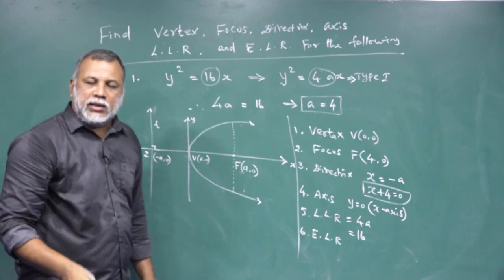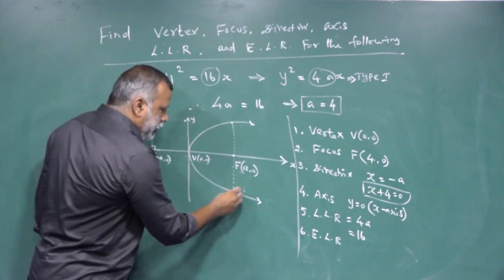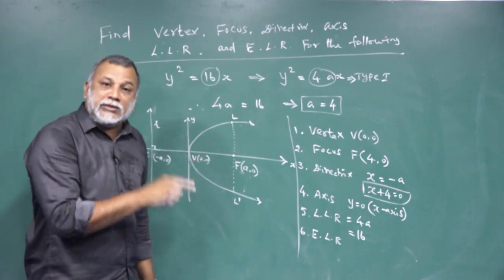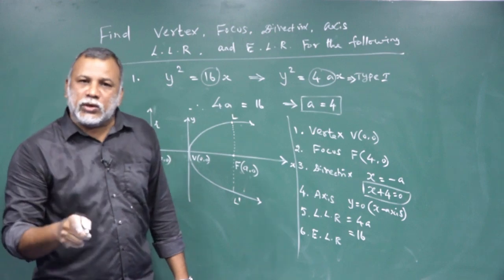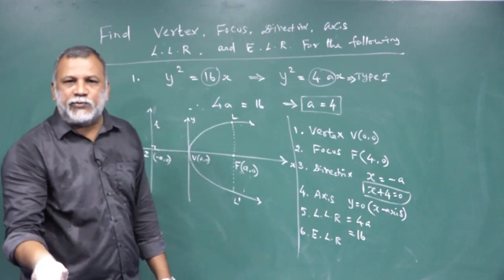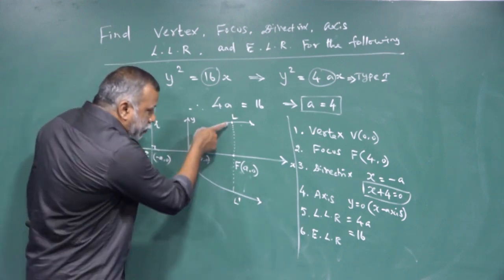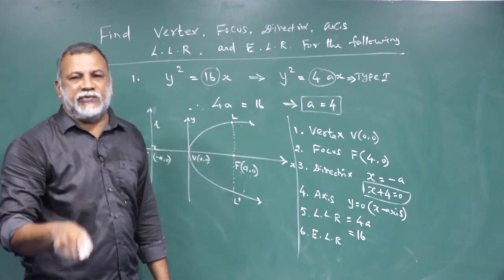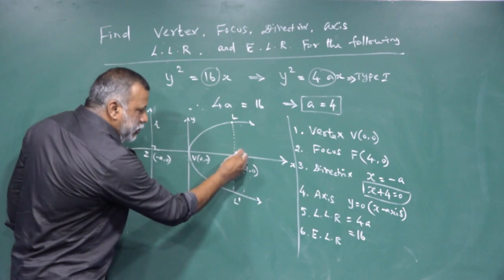What is the meaning of chord? It joins any 2 points on this parabola. It must be called a focal chord. What is the meaning of focal chord? It passes through the focus, then we can say focal chord. Then this focal chord is perpendicular to the axis of the parabola. That is the definition. See here, this is the perpendicular line.